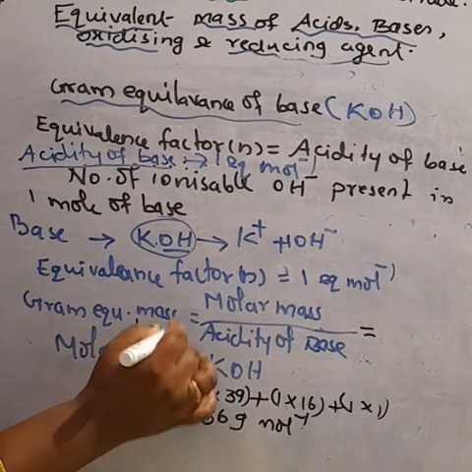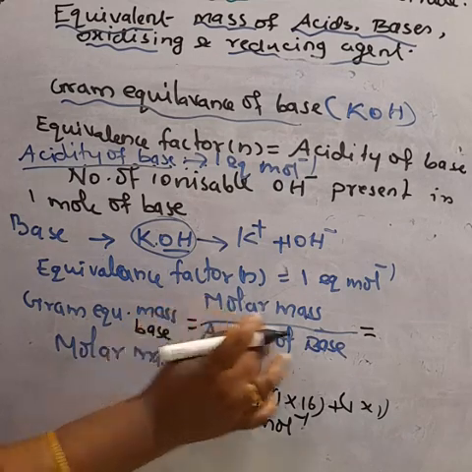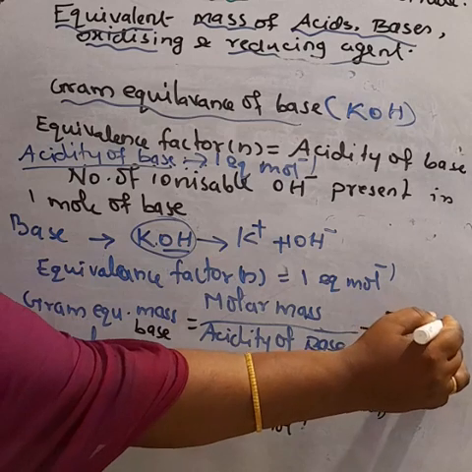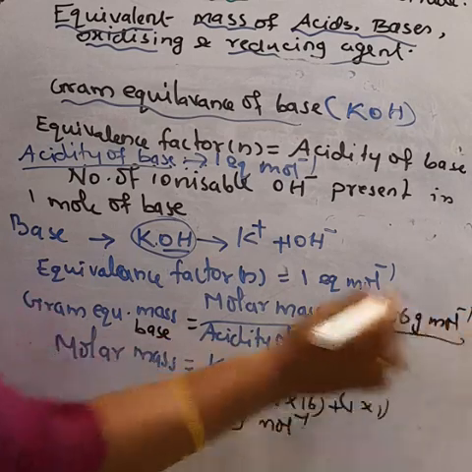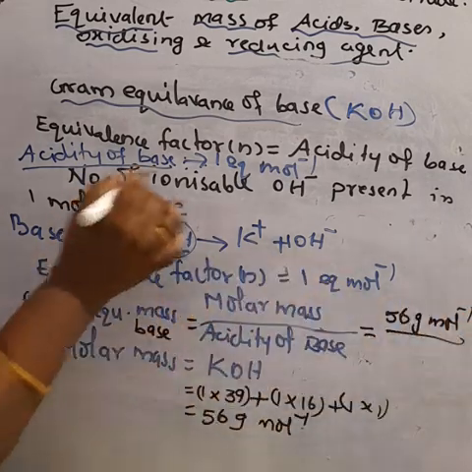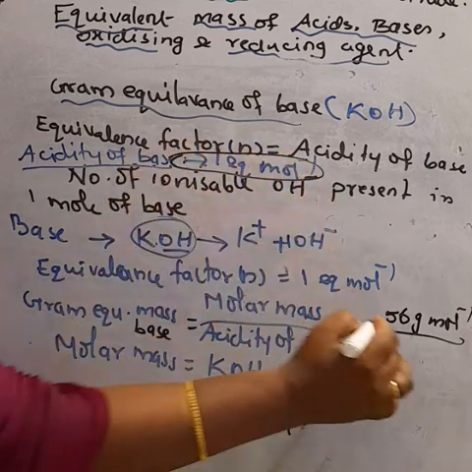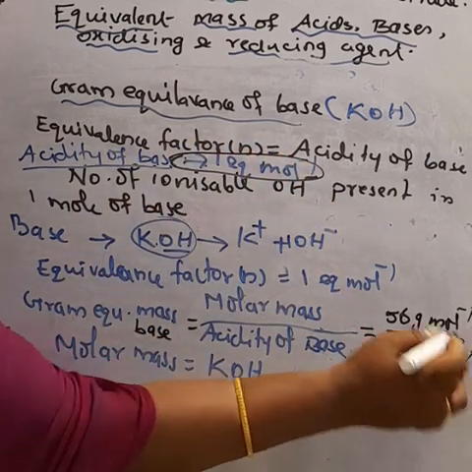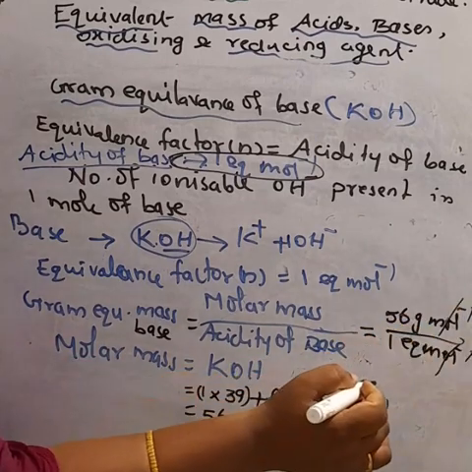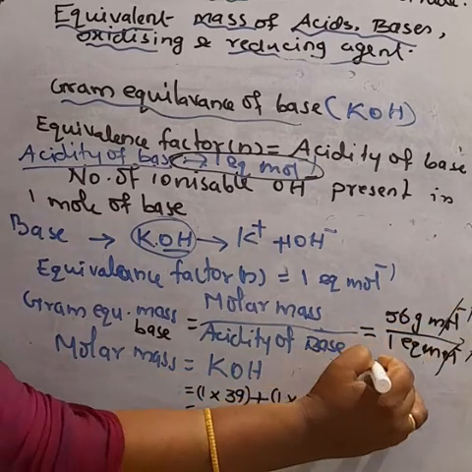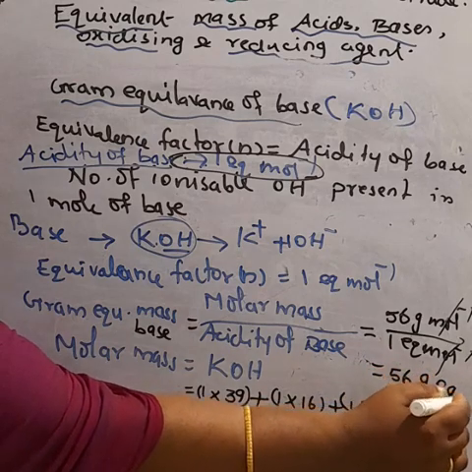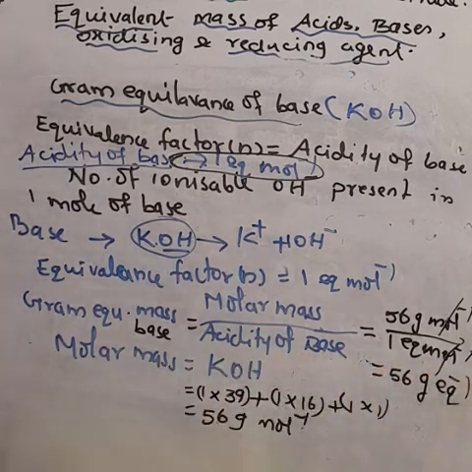So the molar mass here is 56 gram per mole, divided by the acidity of base, which is 1 equivalent per mole. So mole inverse and mole inverse cancel, remaining 56. Okay, 56 gram per equivalent. This is the gram equivalent mass of KOH. Understood?